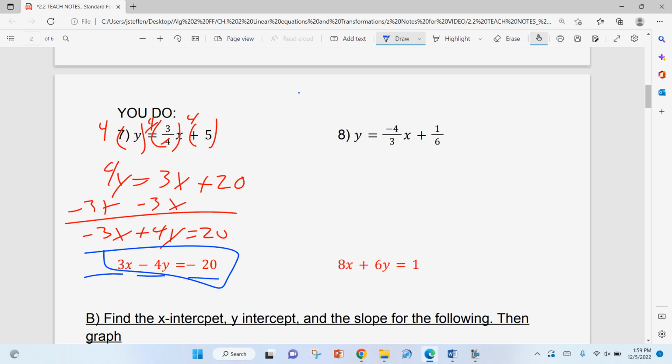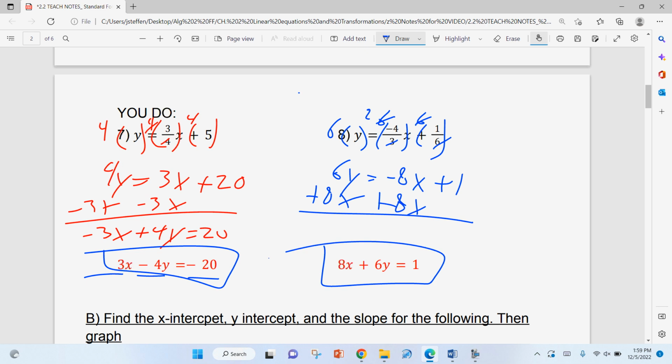The next one, again, we're going to have to get rid of the fraction, so multiply by the least common multiple between a 3 and a 6. Sometimes, if you want to, you could use 18. That's going to make your answer a little bit different, but I'm going to use 6, I think is the easiest one. So I have 6y. 6 over 3 reduces down to 2. 6 divided by 3 is 2, so 2 times negative 4 is negative 8x. 6 is canceled, so we just have 1 left. And last but not least, add the 8x to both sides, where you end up getting 8x plus 6y equal to 1.